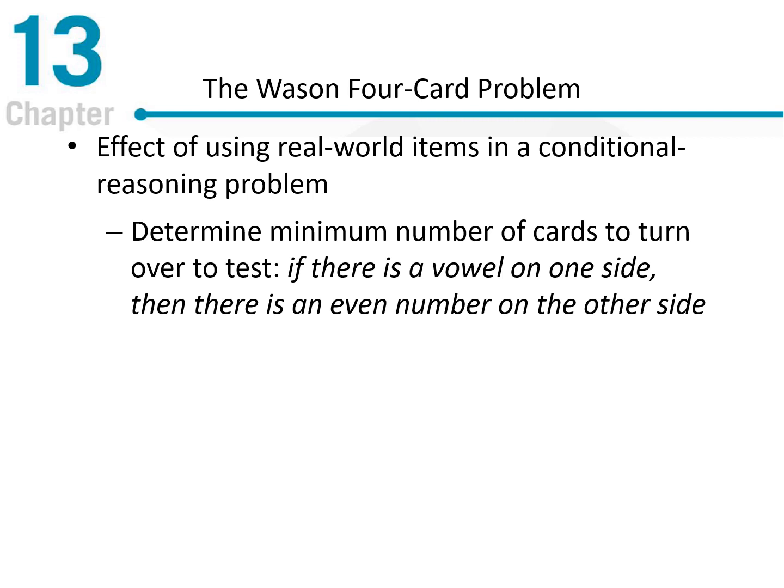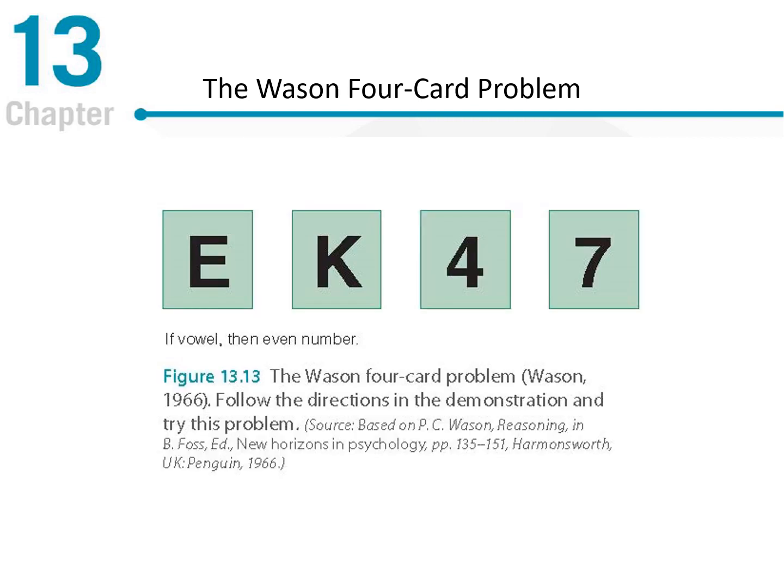So this is the Wason 4 card problem. And the idea here is to take 4 different cards and determine the minimum number of cards to turn over to test whether or not if there is a vowel on one side of the card, then there will be an even number on the other side. And this would be an example of the cards. So here's our 4 cards. And again, the idea is if there is a vowel on one side like this, a vowel, then there will be an even number on the other side.